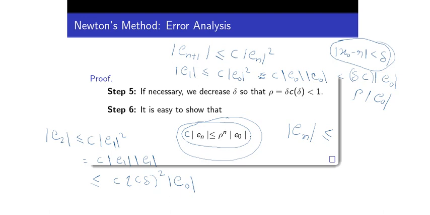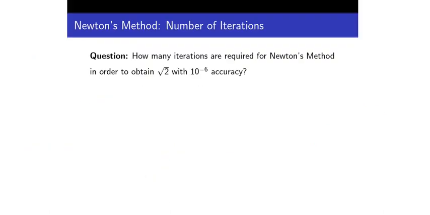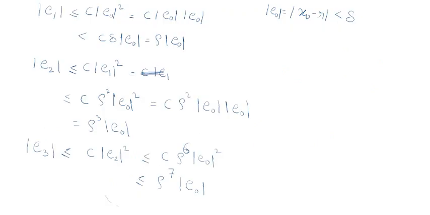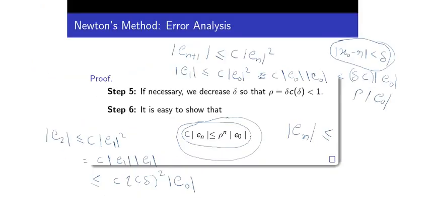Fine. So you can show, with the help of this, how many iterations of Newton's method are required in order to obtain root 2 within a given tolerance. It completely depends on this inequality. We will come out with this in the next lecture.